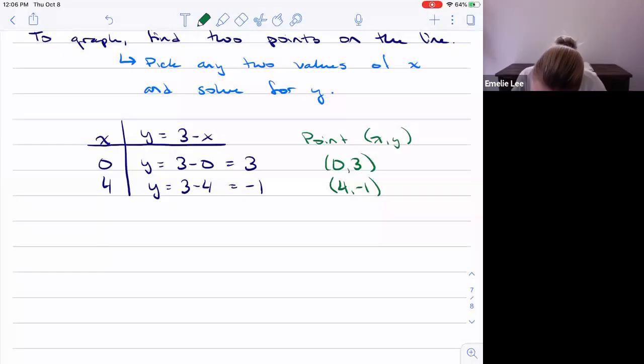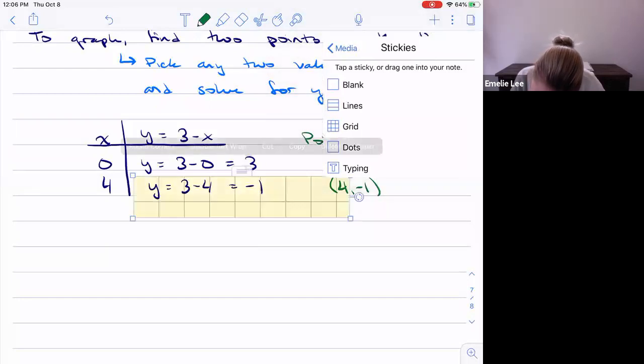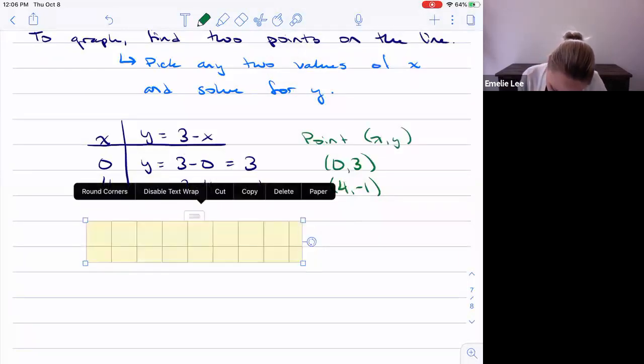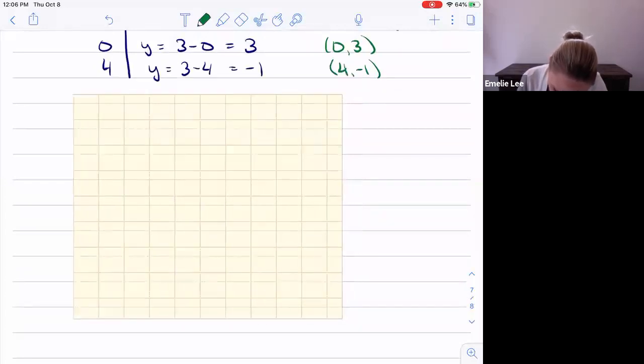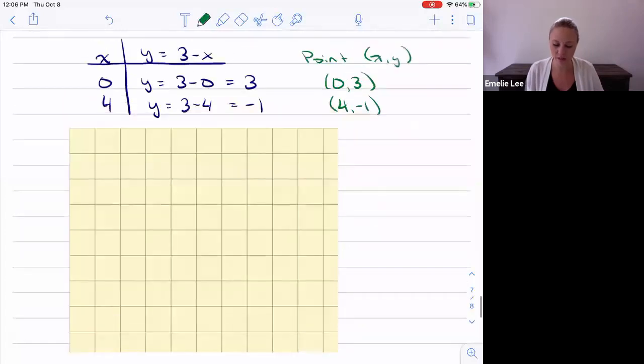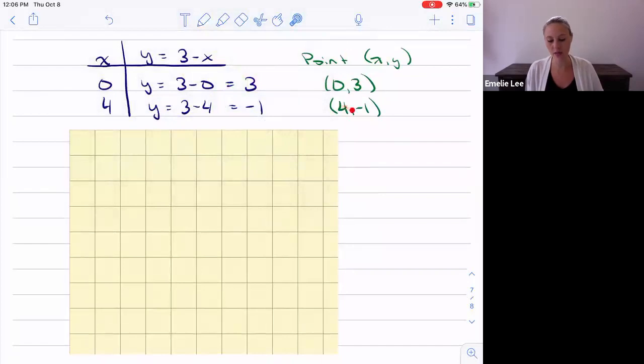I'm going to use those stickies again. Try a grid. I wish the grid was a little bit smaller, but that's okay. So now I have my 2 points, and of course a line extends from negative infinity to positive infinity. This line is going to keep going and going, so we're just zeroing in on these 2 points, but the line keeps going.